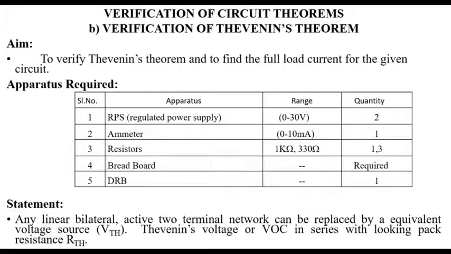Statement: in any linear bilateral network, any circuit can be replaced with an equivalent voltage, Thevenin's voltage or open circuit voltage, in series with an equivalent resistance, called RTH. In this, we are going to find VTH, that is Thevenin's open circuit voltage, and the equivalent resistance of that circuit. If you connect these two things in series, and at last connect the load resistance in series with them, you can easily find the current flowing through that load.